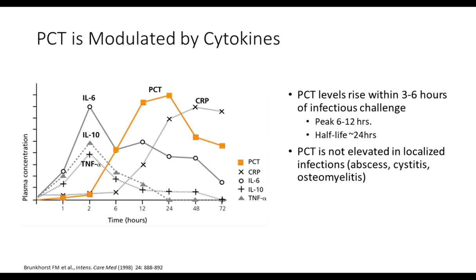Something to know about procalcitonin: because it's produced by systemic cytokine release, it's not really produced when you have localized infections like localized abscess or cystitis or osteomyelitis. And while those can produce fever, they just don't generally produce the level of systemic cytokines needed to drive procalcitonin. So that's something to keep in mind. It's not really useful for those localized infections.